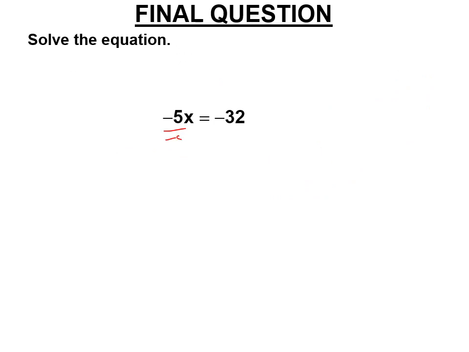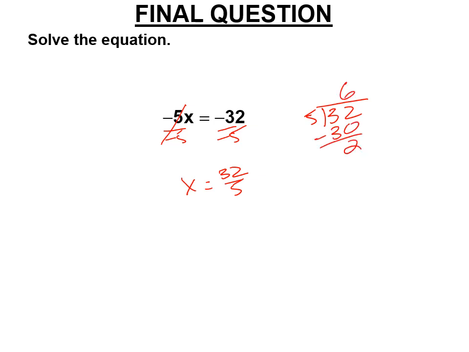Final question, we're going to divide both sides by -5. And again, you could actually write it as 32/5. All right, that's a simplified fraction. But most of you will probably do this. 5 times 6 is 30, remainder 2. You could also write 5 goes into 32 6 times, so 6 2/5 is another right answer. But if you make it a decimal, another right answer is 6.4.